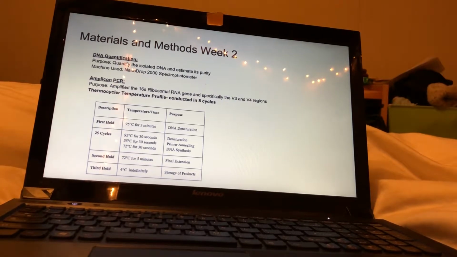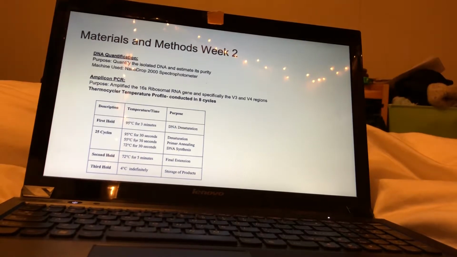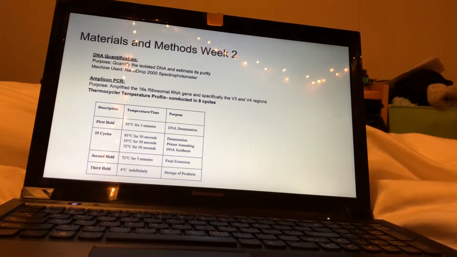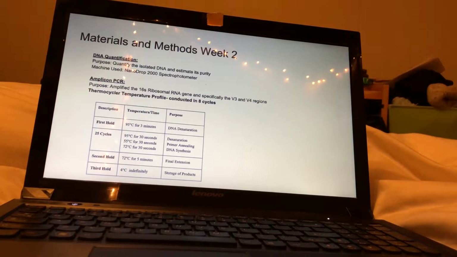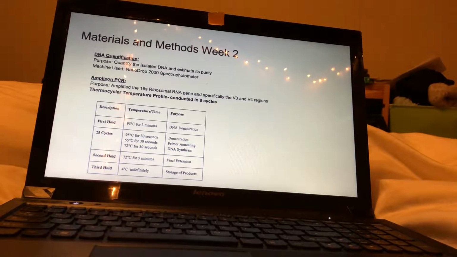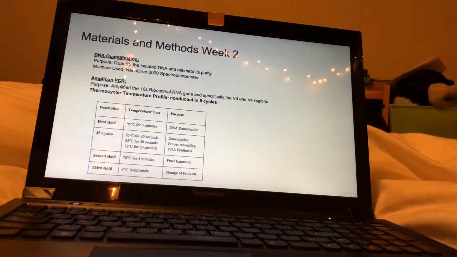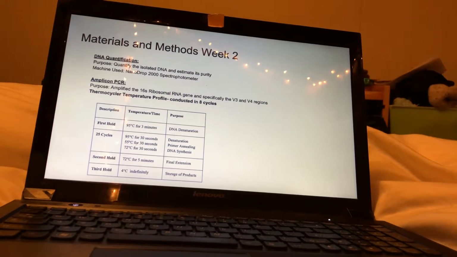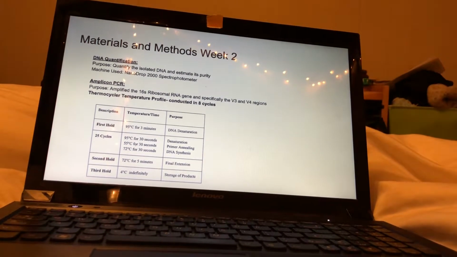So here's our results from that. First, the DNA was set to a temperature of 95 degrees Celsius, and that was to allow it to denature. After that, it was set at 72 degrees to extend the DNA, and then 4 degrees to store the products once there were enough cycles that produced enough copies of the DNA.